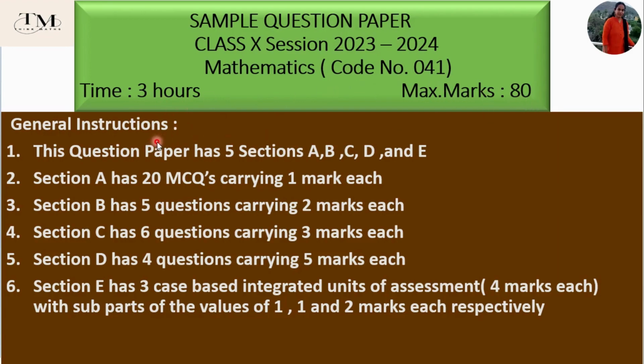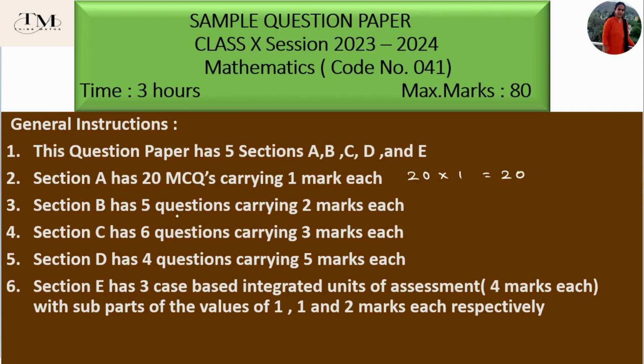General instructions. This question paper has 5 sections: A, B, C, D and E. Section A has 20 MCQs carrying 1 mark each. So the first section is multiple choice questions. For each question you have 1 mark, so it is 20 into 1, 20 marks.